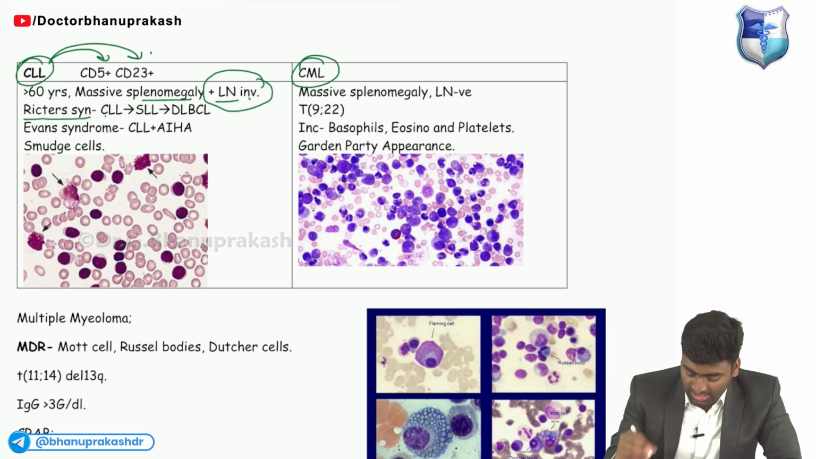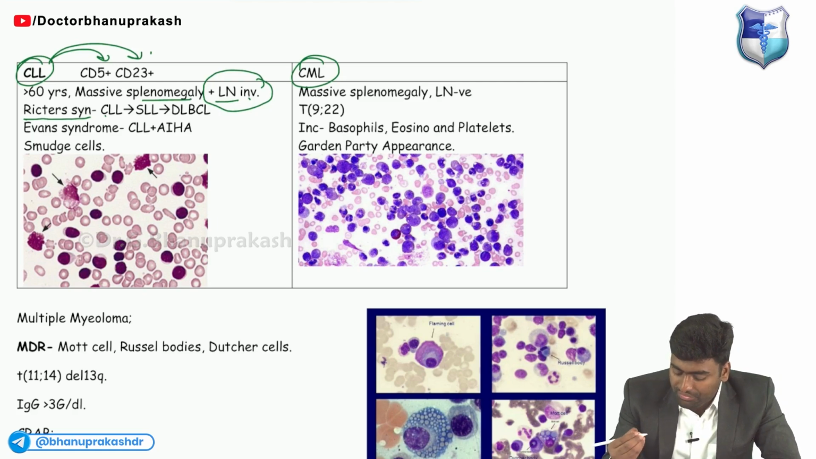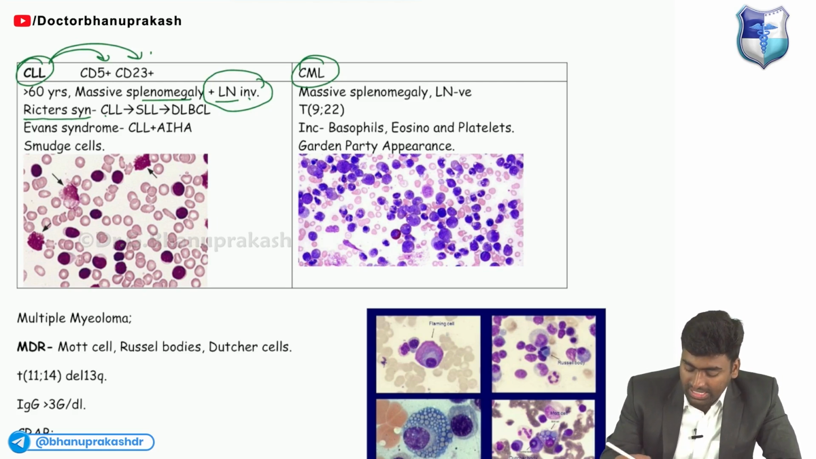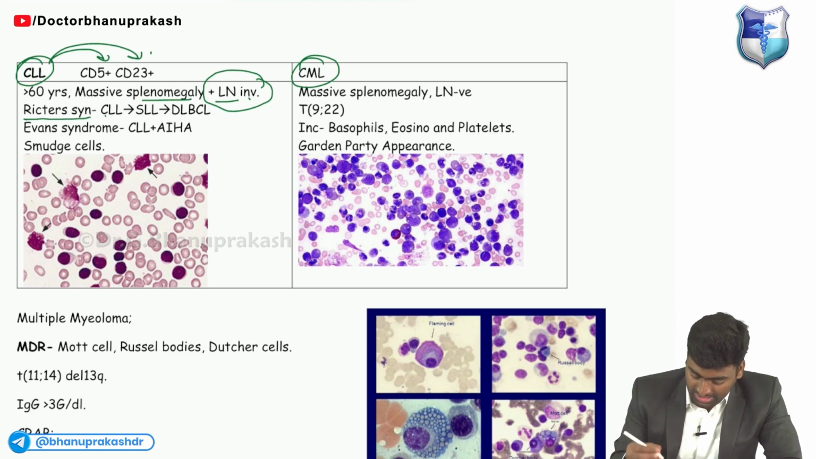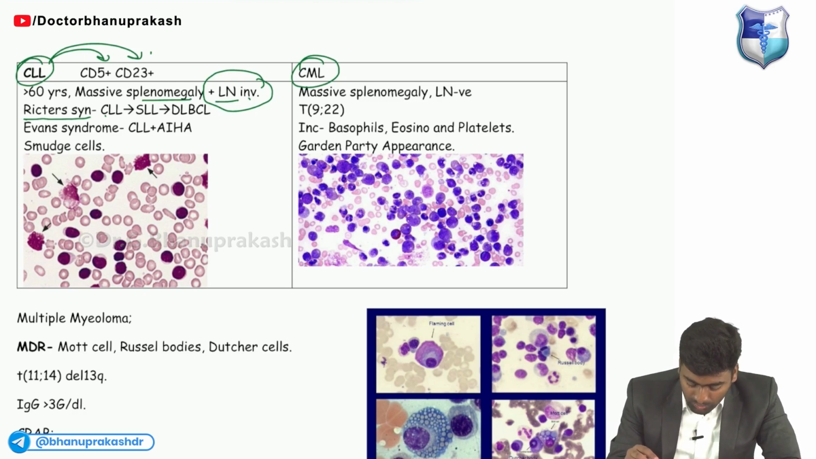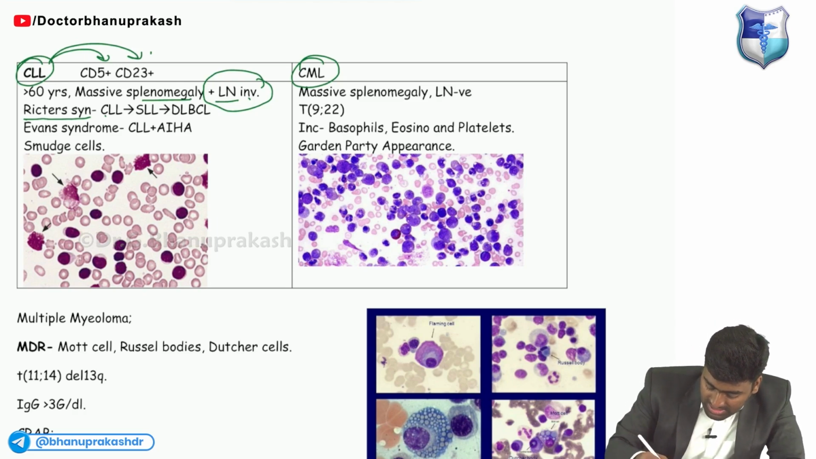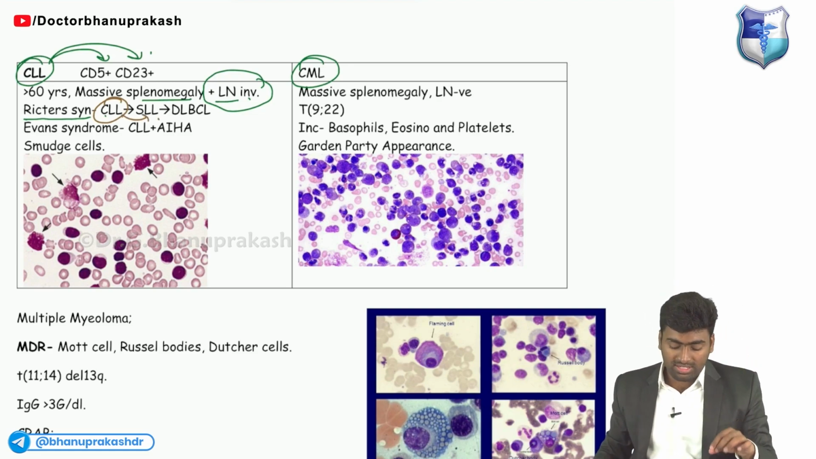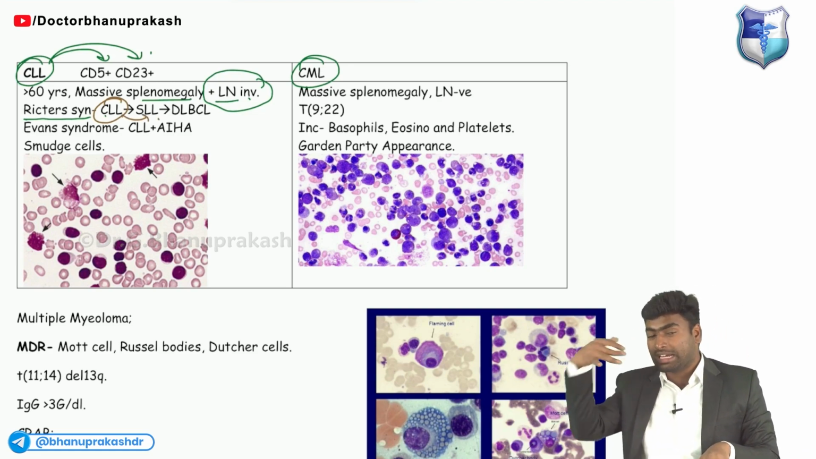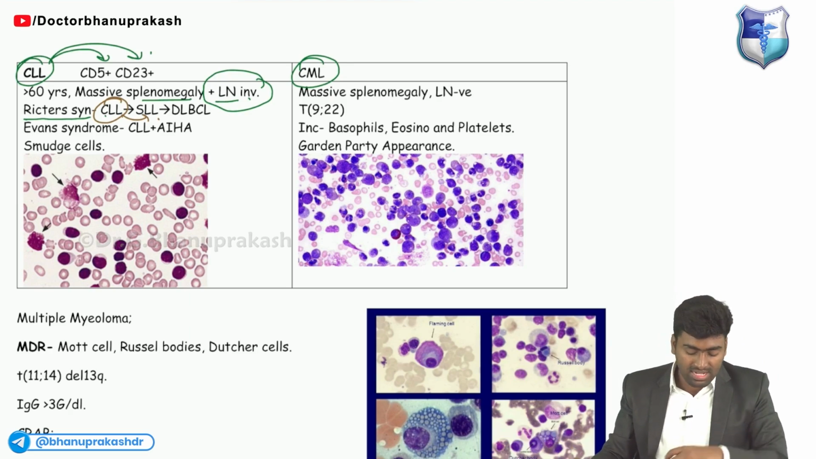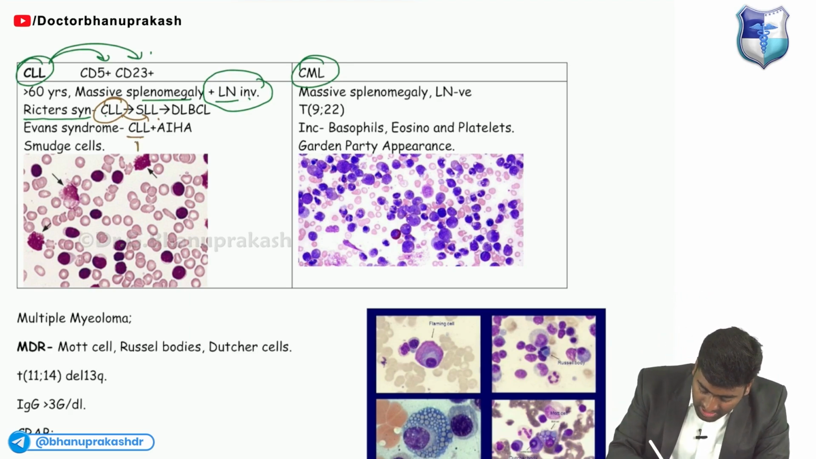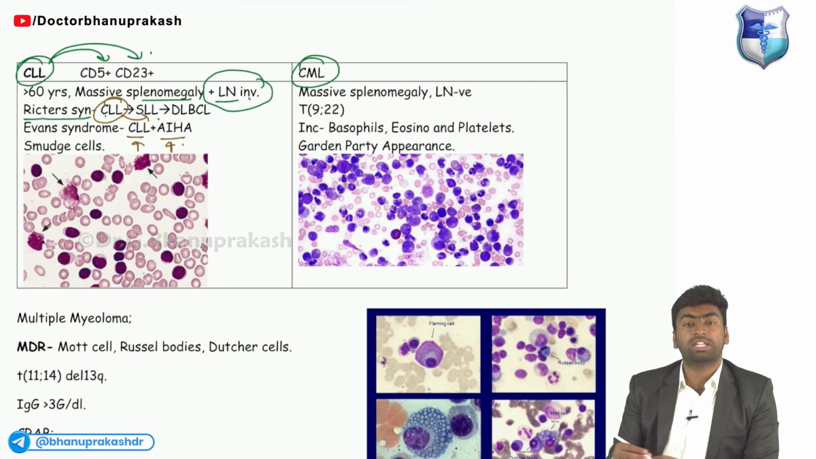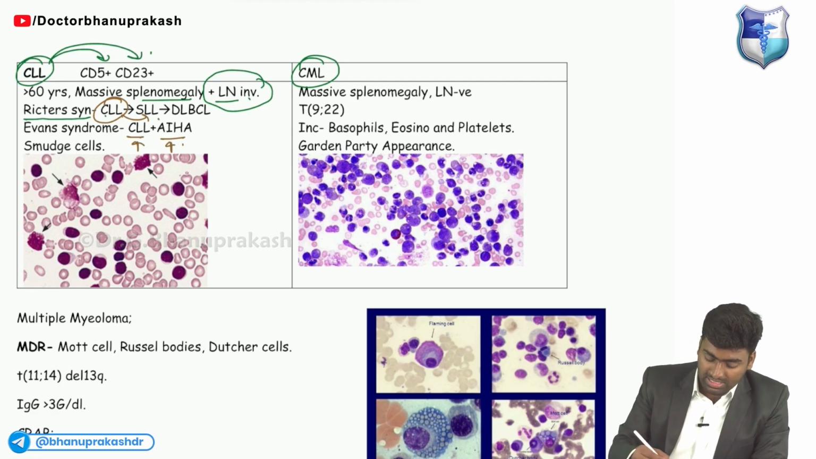Richter syndrome, what is it? We will see this garden party appearance in the case of CML. Okay, in the case of CML, you will see this garden party appearance. Next, in the case of CLL, sometimes this CLL will become very small cells, and then it can transform into DLBCL. It is known as Richter's transformation. And if CLL is associated with autoimmune hemolytic anemia, it is known as Evans syndrome.